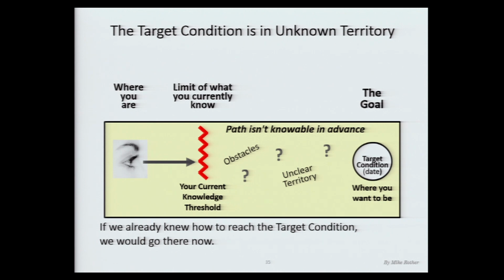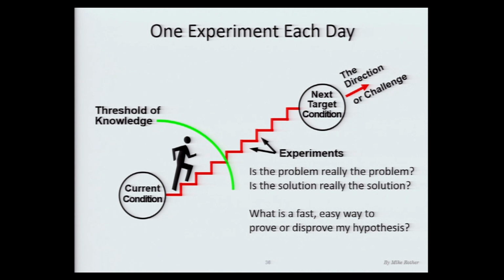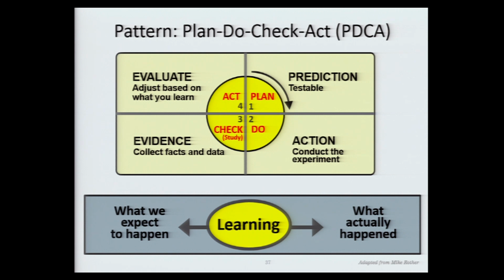Generally, we don't know how to get there, or there's some big obstacle in the way that we don't know how to overcome. So we assume that we don't know necessarily how to get there, and we do one experiment every day to take us towards that goal.